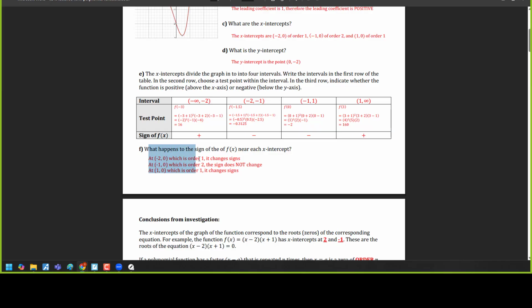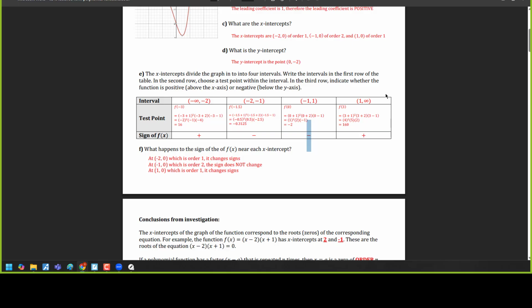So at -2, 0, order of 1, it changes sign. Order of 2, the sign does not change. Order of 1, the sign changes. It's just saying when you go from one x-intercept to the next, because you have an order of 2 x-intercept, the sign stayed negative and negative. It's what we kind of expect.